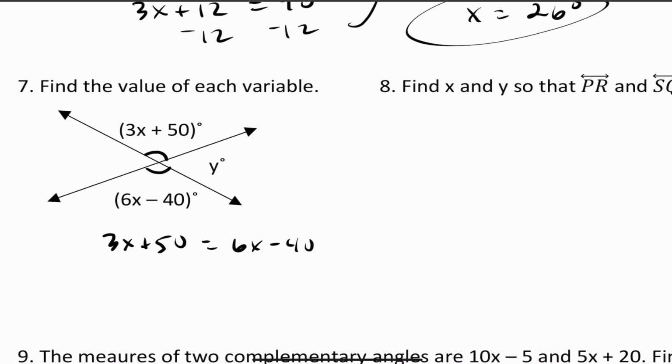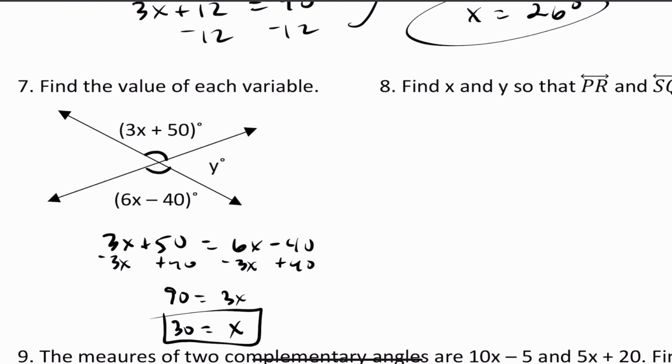So, minus the 3x on both sides, add 40 on both sides. So you get 90 equals 3x. So 30 is equal to x, right? So 30 is equal to x. I found what x is equal to. I'm good. Now, my goal here is to figure out what y is, right?